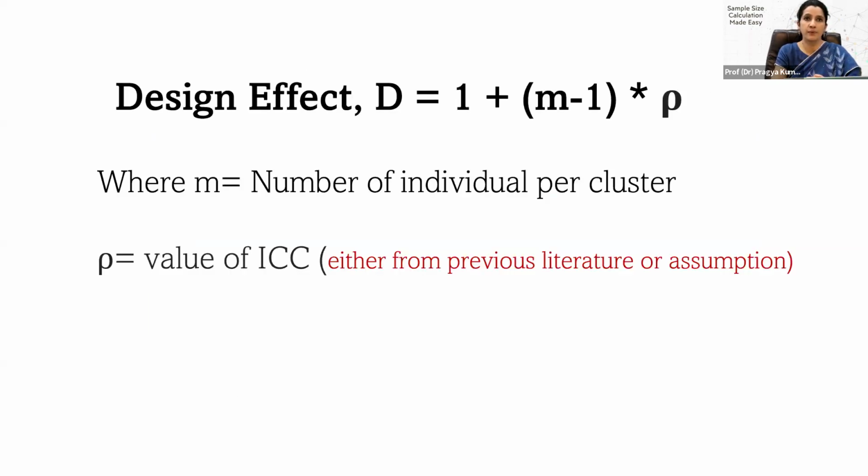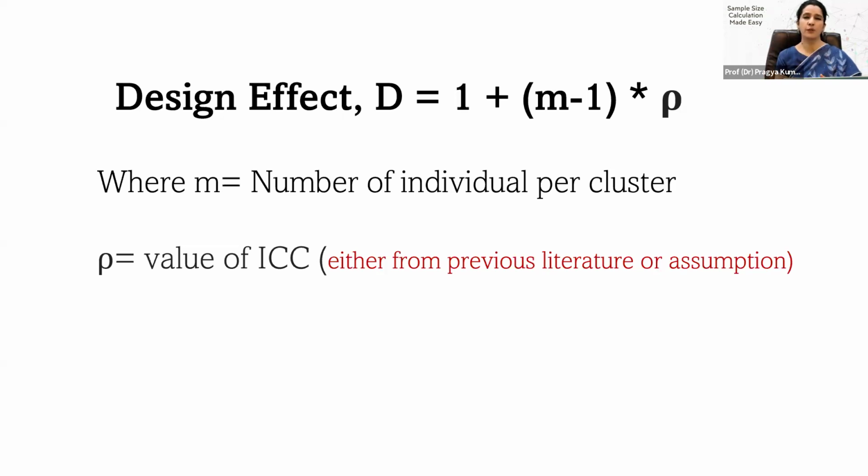Now there is a formula for this design effect. The design effect is calculated using the formula 1 plus (m minus 1) times rho. Here, m is the number of individuals per cluster. Let's say a village has 1,000 people living in it; the cluster size m will be 1,000. And rho is the value of ICC, which is either calculated, assumed, or taken from previous literature.